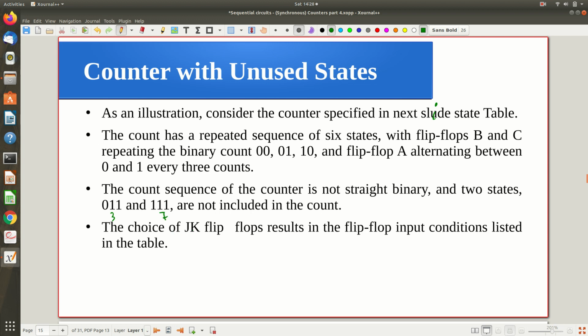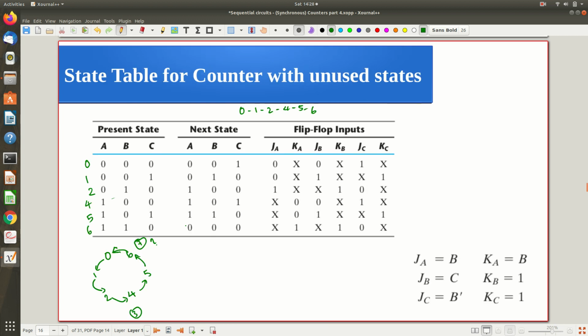Notice that for the JK flip-flops, the choice of the JK flip-flop results in the flip-flop input conditions listed in the table. Anyway, we are trying to implement using JK, but it's very easy to implement using T. If in the question nothing is mentioned, you can assume T, but you should know how to implement using JK also, right?